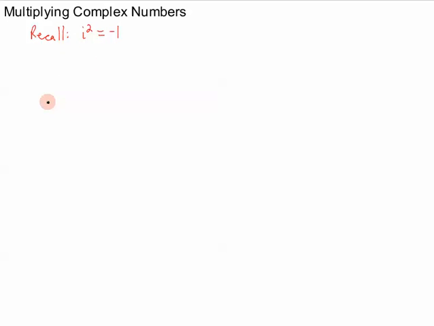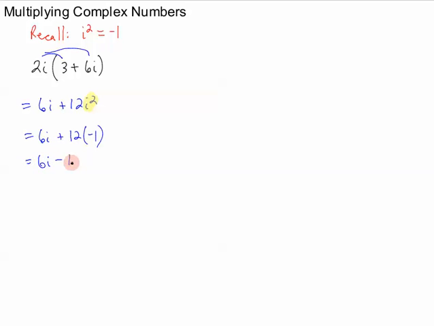So if I ask you to multiply, for example, 2i times the quantity 3 plus 6i, you're multiplying the complex number 2i by the complex number 3 plus 6i. You do just as you'd imagine. You distribute the 2i, and you end up with 6i plus 12i squared. But you should never have i squared in your final answer because i squared is -1. So you end up with 6i plus 12 times -1, which is 6i minus 12.